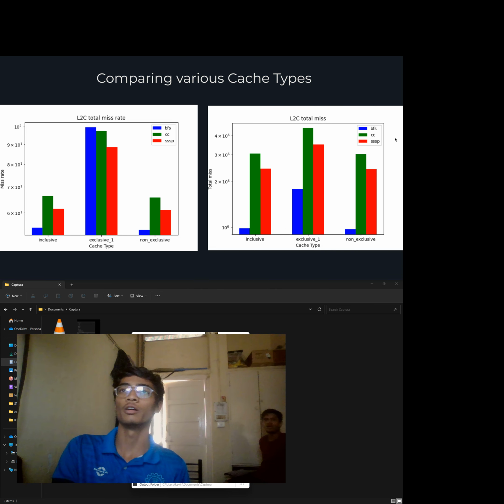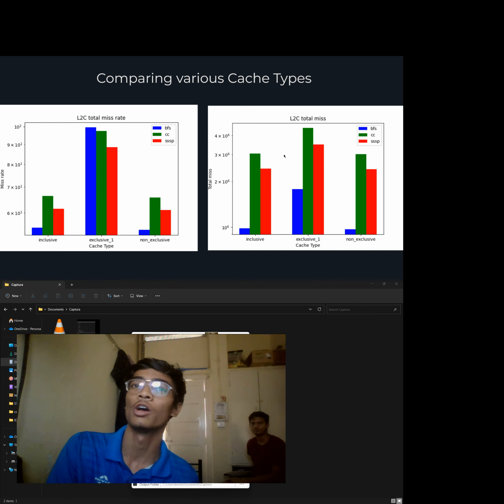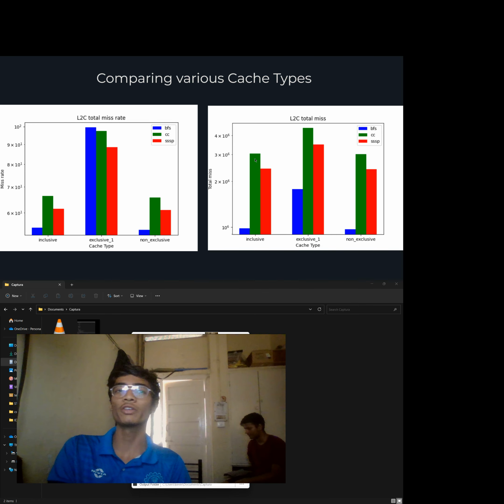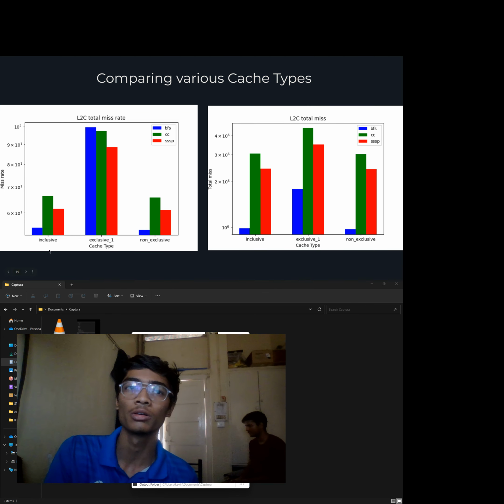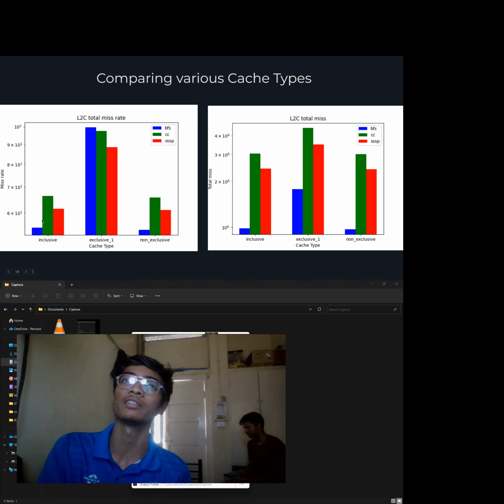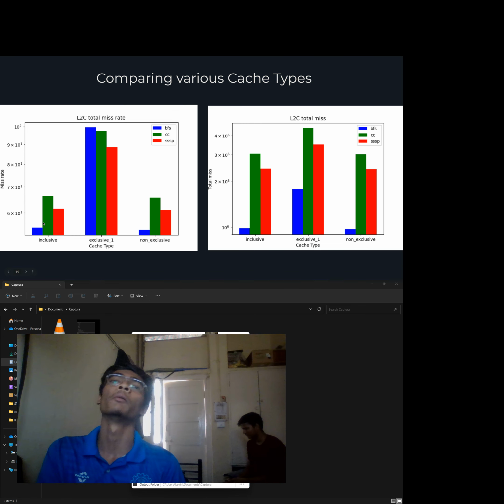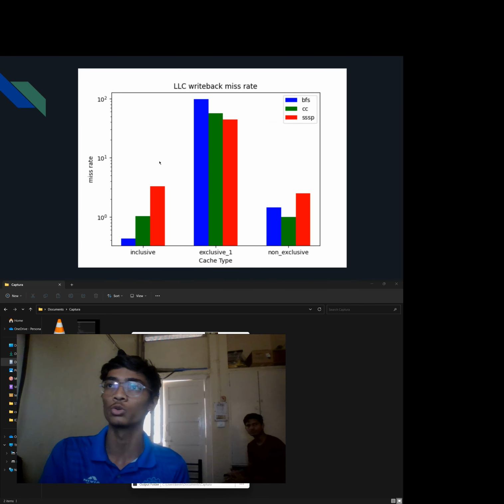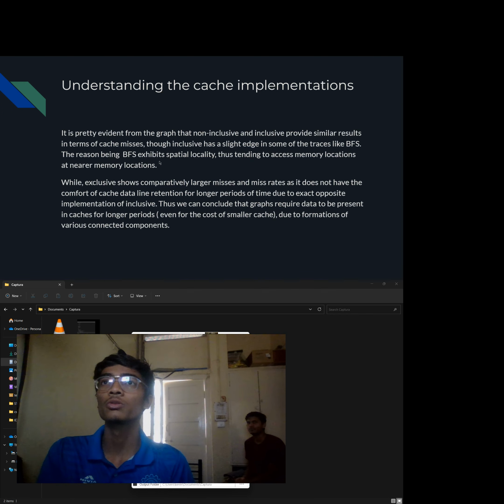Here we are comparing the miss rates and the total misses altogether. Here we could notice that inclusive and non-inclusive don't have much difference, at least with respect to total miss rates, but exclusive has a comparatively larger miss rate as well as total misses.